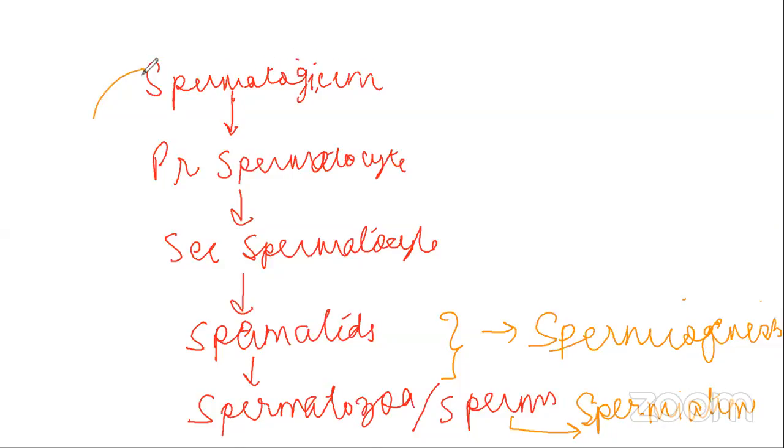The entire process is spermatogenesis. Spermatid to spermatozoa is spermiogenesis, and release of the spermatozoa. Release as in where? See, I am going to explain you. So just concentrate over here.